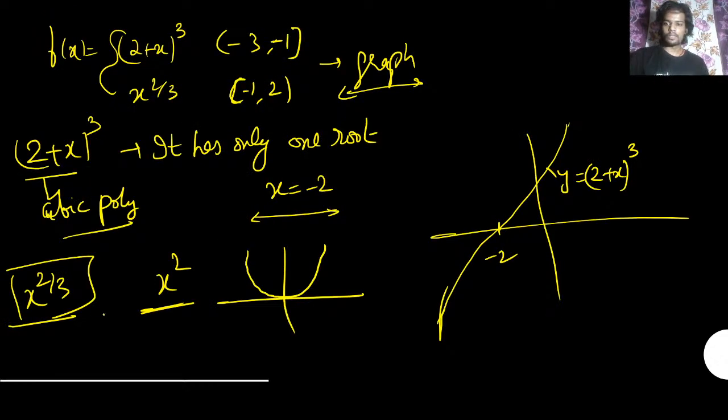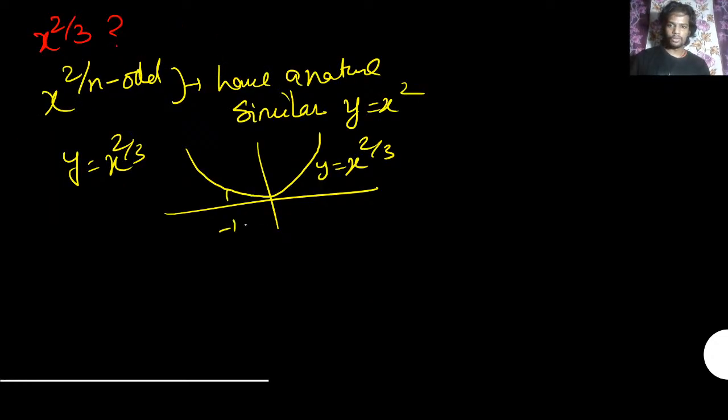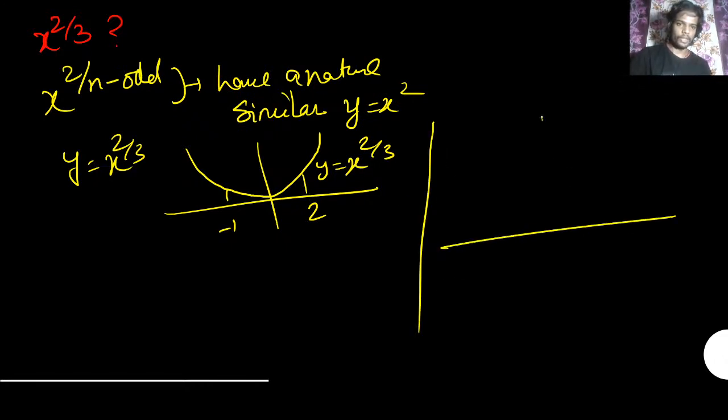Now you have the graph of x to the power 2 by 3, you have the graph of (2 plus x) whole cube. Now what's left is to join them. So this is valid from -3 to -1. So this is -3 and this is -1. Okay, and this is valid from -1 to 2. So let's try to join them both. Let's make the final graph look like this.